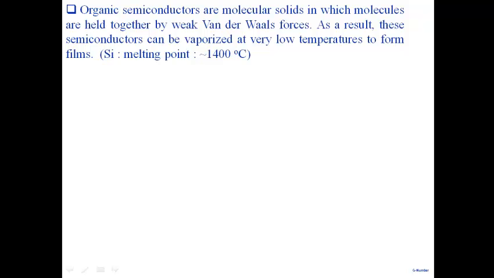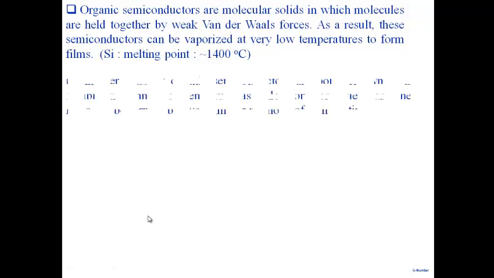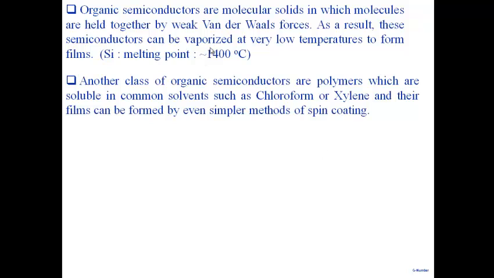So very nicely, I can form a thin layer of organic semiconductor by simply taking a crucible, heating it up, and it goes and then sticks, and I form a film. Of course, I'm making it very easy to get high quality films. You have to optimize the condition, the growth rate, deposition rate, and all of that. So that is there. But the process is very simple. Okay. So there's one class of organic materials, which are these molecular solids, which you can vaporize very easily.